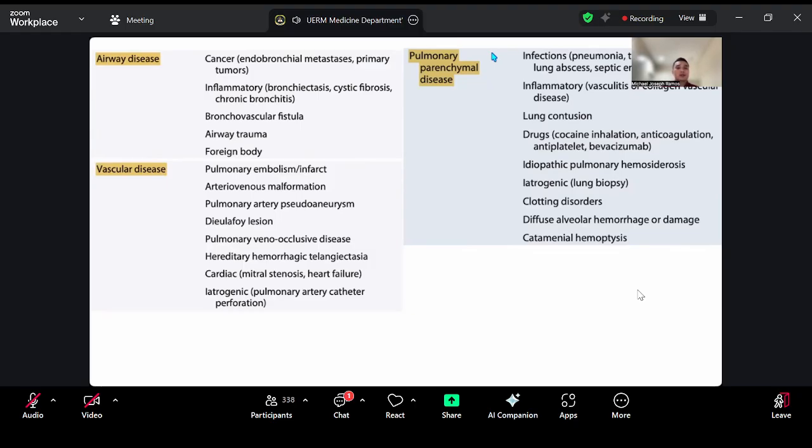Under your vascular diseases, pulmonary embolism can also cause hemoptysis. And in parenchymal diseases, under this category are the drugs that you need to ask for, if the patient is taking any anticoagulants or antiplatelets, and also ask for any underlying bleeding disorders.